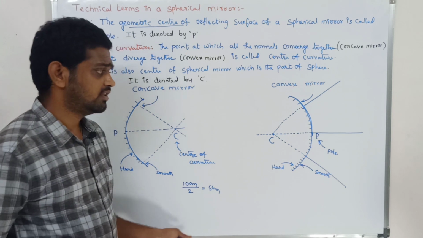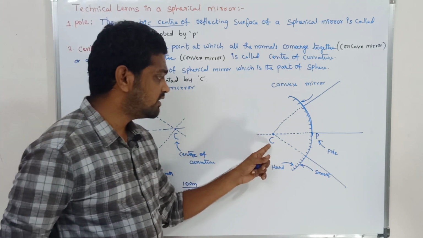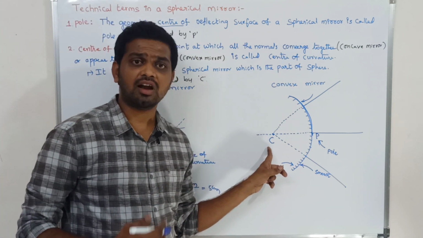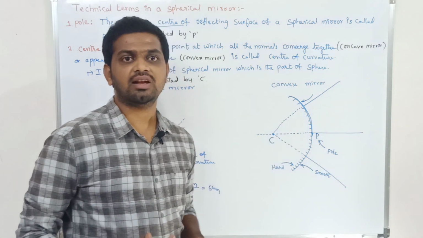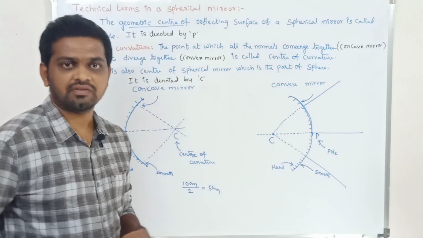I am defining the definition for the convex surface: the point at which all the normals diverge together, or appear to diverge together, that point we are considering as the center of curvature in case of a convex surface.